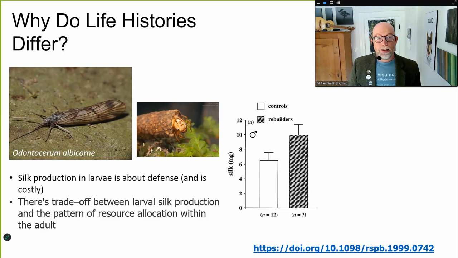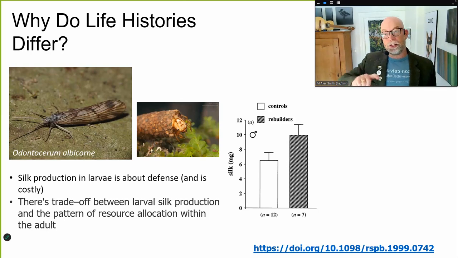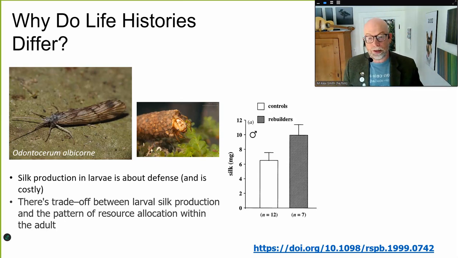Now that silk costs energy. It takes money for this NHL team to make their silk jerseys. And the silk production is really about defense, and it's costly. So there's a trade-off between larval silk production and the pattern of resource allocation that the adult can subsequently make.